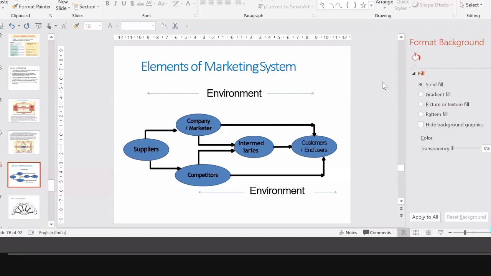Okay. Having said this, we also have customers who are the most important. Customer is the king. Okay. And the customer probably can be classified based on the type of products or things that we deal with. Say, for example, there are markets like consumer markets, industrial markets, reseller markets, or government markets and international markets.